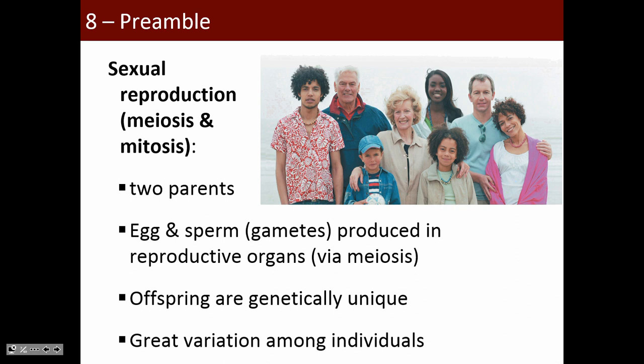Compare asexual reproduction to sexual reproduction. In sexual reproduction, we have two parents, right? One of those parents is going to produce one kind of specialized gamete, and the other parent is going to produce a different kind of specialized gametes. So gametes are specialized cells that are produced just for reproduction. Their only purpose is reproduction. They don't do any other task. And they are produced via a separate process called meiosis within specialized reproductive organs.